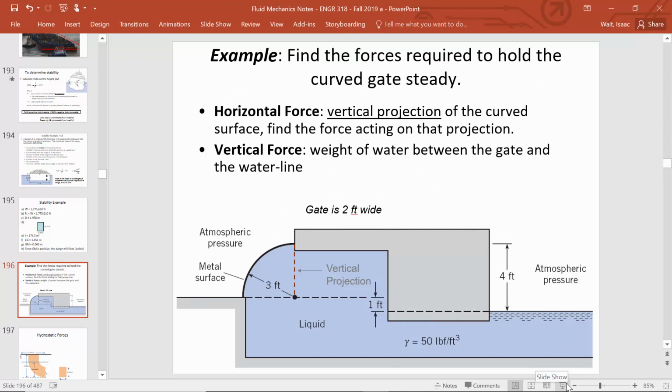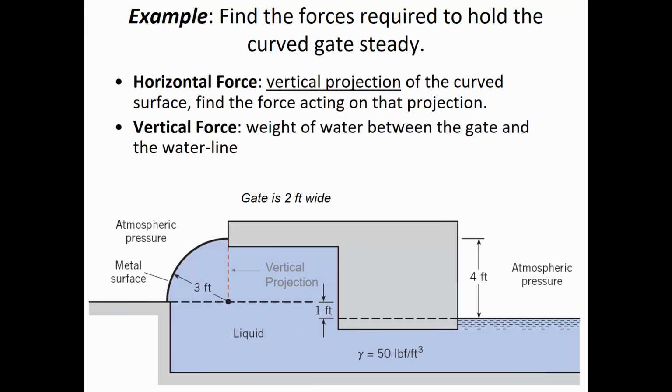We won't actually solve this one, but I want to show it to you and we'll talk about it because it's an interesting, thought-provoking problem. Find the forces required to hold the curved gate steady. So here's a curved gate. What makes this example a little bit tricky is that the gate is above the water line. Do you see how here we have atmospheric pressure? And so the water pressure at the interface is 0.